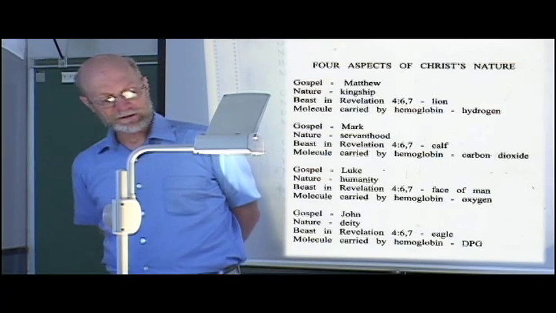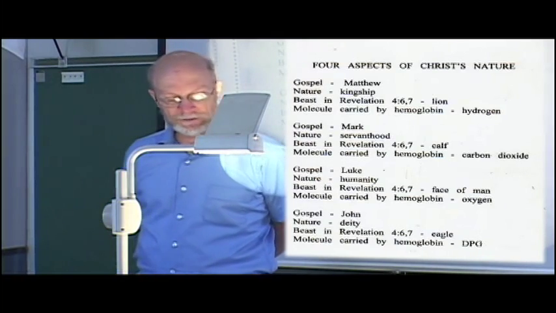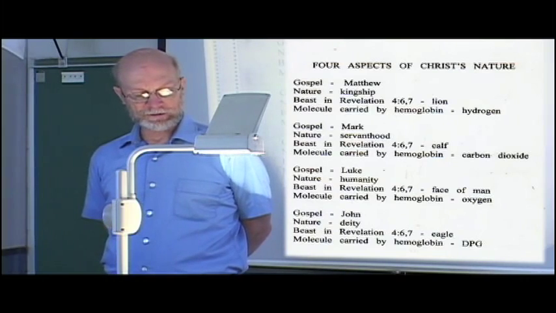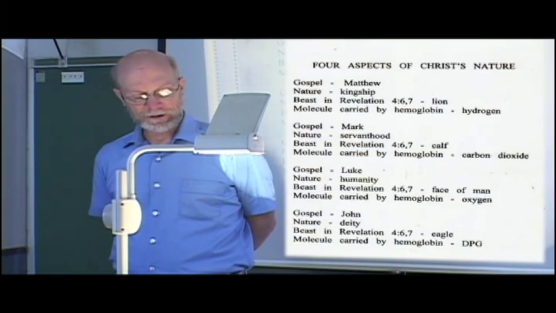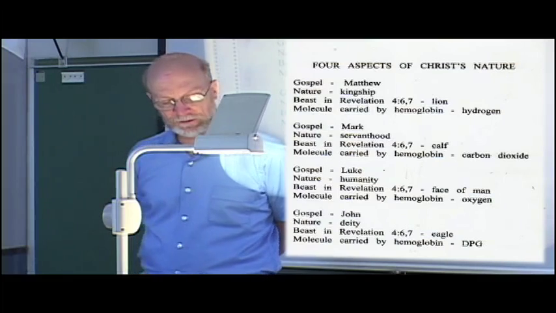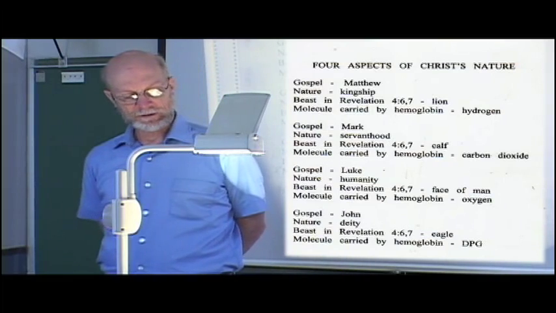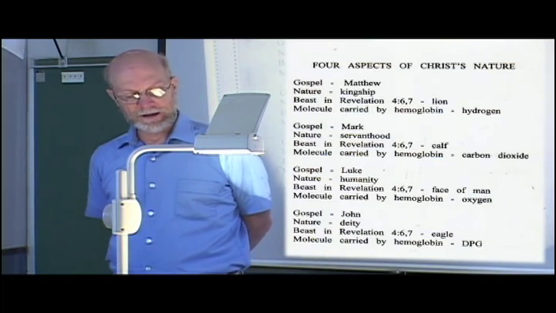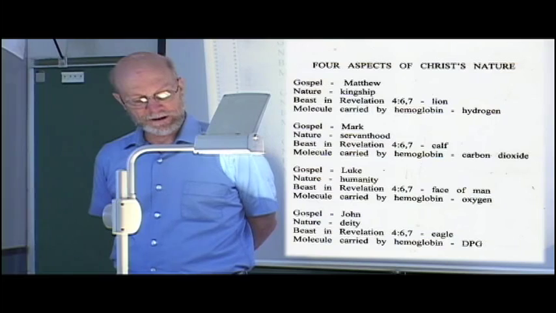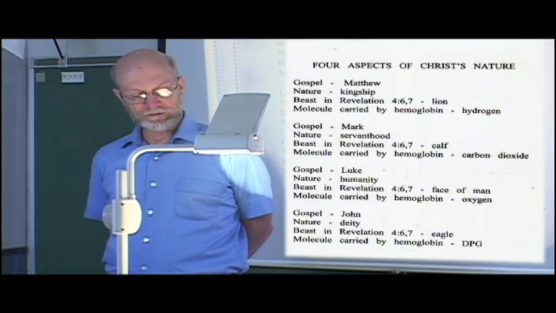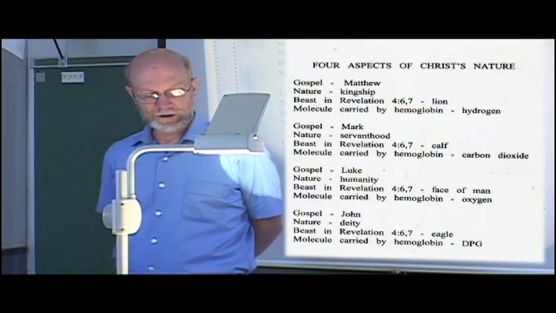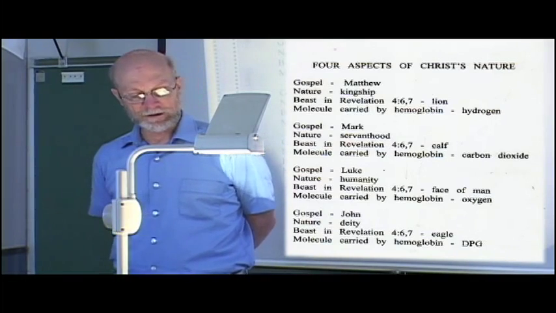And finally, the fourth gospel, John, stresses the deity of Christ. He wasn't just a good man. He was totally God. And in Revelation 4, 6, and 7, we have the beast is the eagle. The eagle is high and exalted like God. The molecule carried by hemoglobin, DPG, diphosphoglycerate. This is a molecule which enables you to adjust to high elevations.